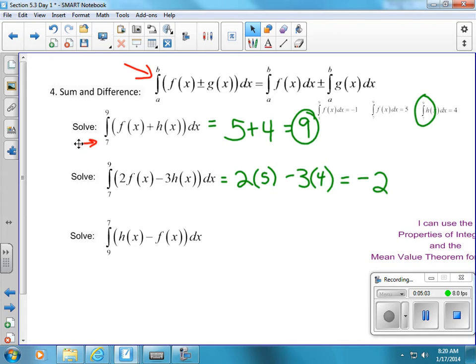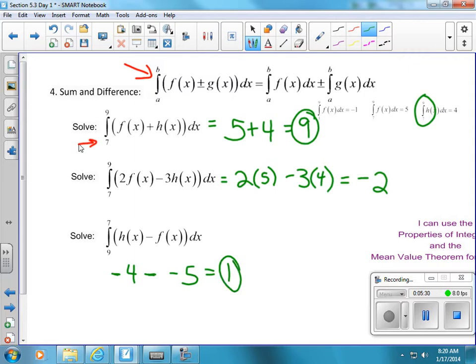All right, now from 9 to 7. Oh, tricky, tricky, tricky. From 9 to 7, that means we have to flip the signs of the h and the f. So the h is a 4, so we're going to take a -4, and then we're going to subtract. The f function is a 5, and we're going to subtract a -5. So -4 plus 5 should give us a 1. All right, so that's the sum and difference properties.